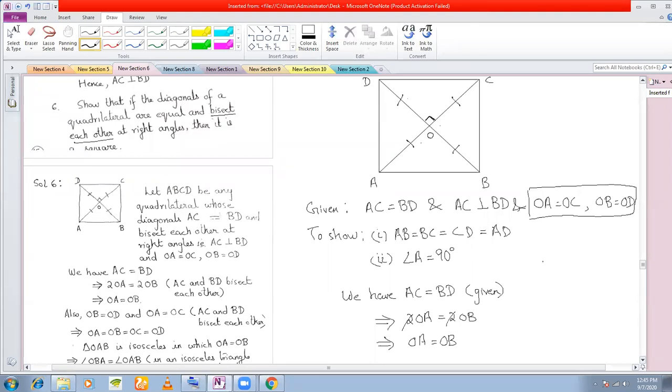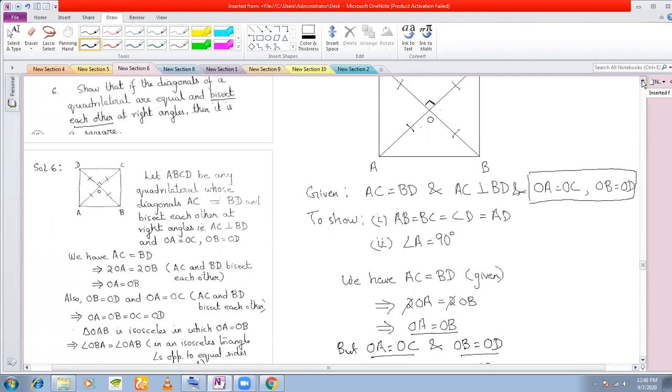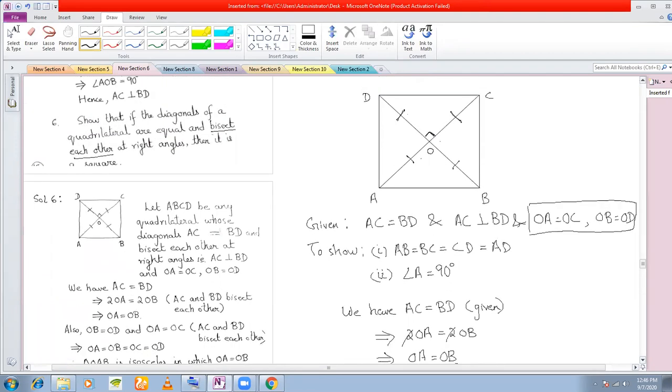We have shown that OA is equal to OB, isn't it? But according to the given information, OA is also equal to OC and OB is also equal to OD. Therefore, combining these three, what do we get? OA is equal to OB is equal to OC is equal to OD. All these four are equal, as I have marked.